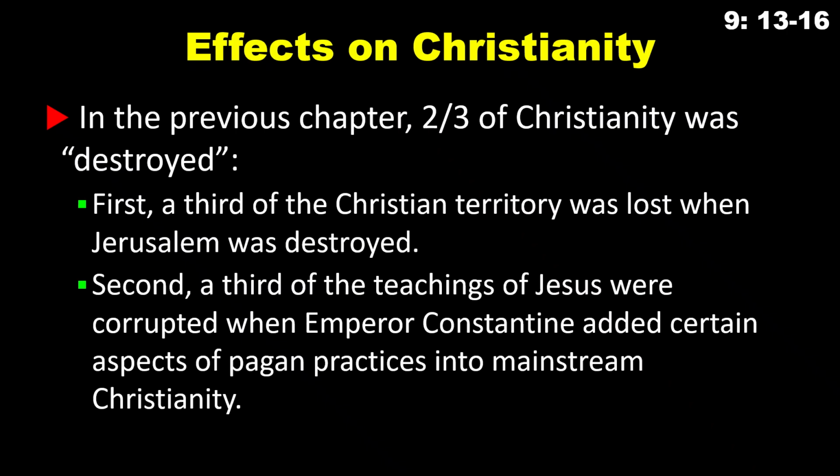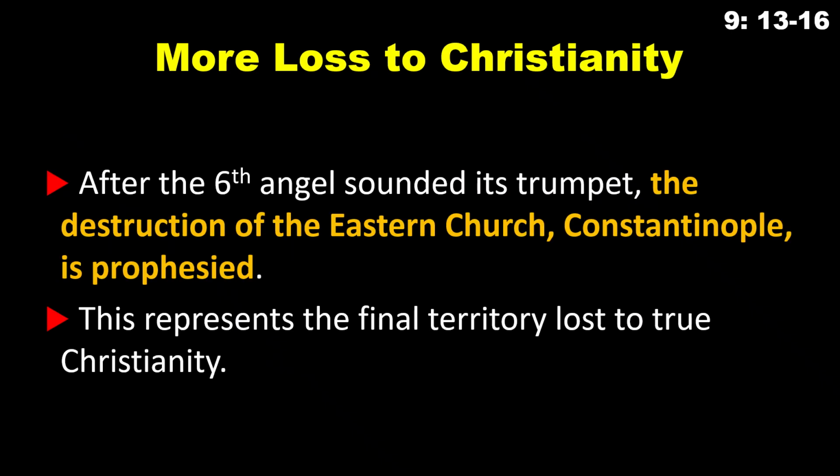In the previous chapter, chapter 8, 2/3 of Christianity was destroyed. First, a third of the Christian territory was lost when Jerusalem was destroyed. Next, a third of the teachings of Jesus were corrupted when Emperor Constantine added certain aspects of pagan practices into mainstream Christianity. These practices were immediately welcomed in the Alexandrian churches and in Rome. These areas represented the second third of the lost Christian territory. After the sixth angel sounded its trumpet, the destruction of the Eastern Church, Constantinople, is prophesied. This represents the final territory lost to true Christianity.